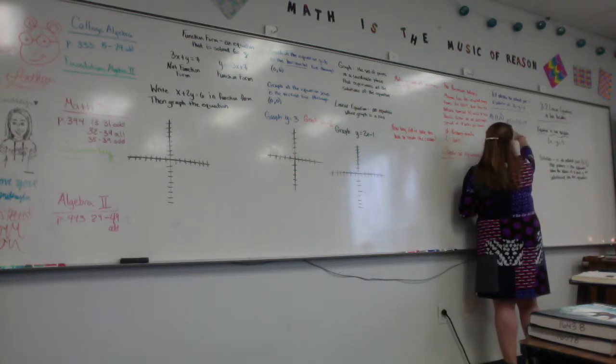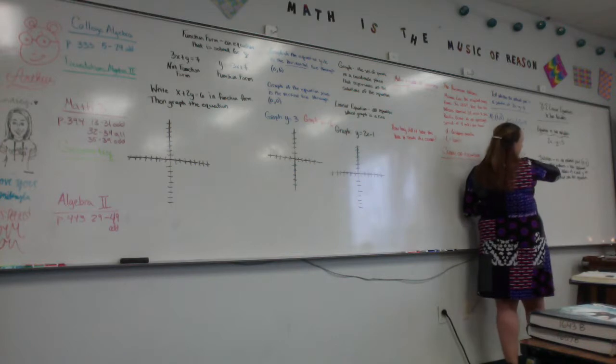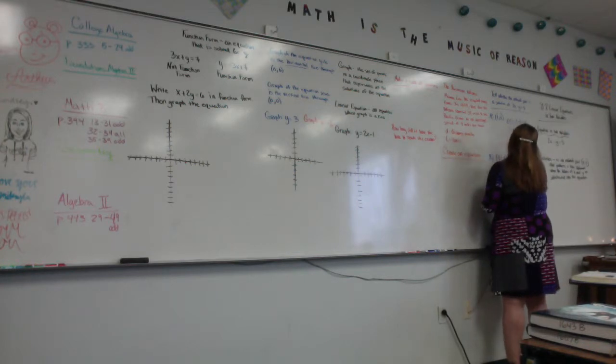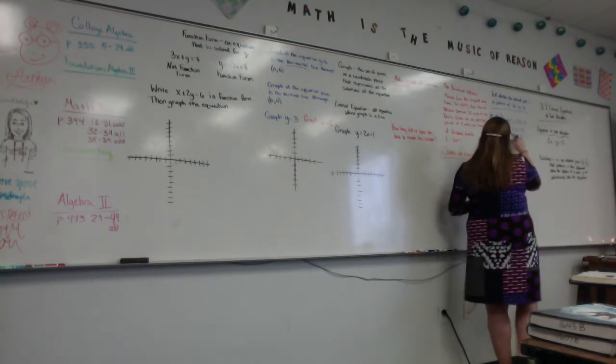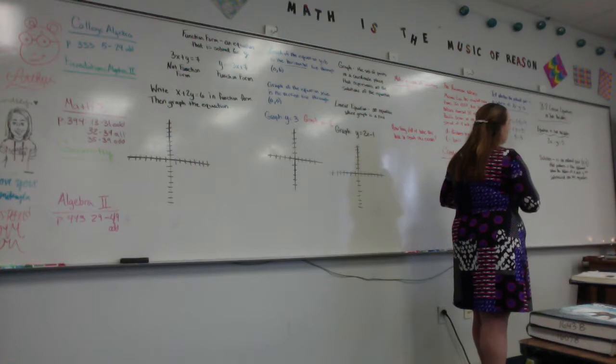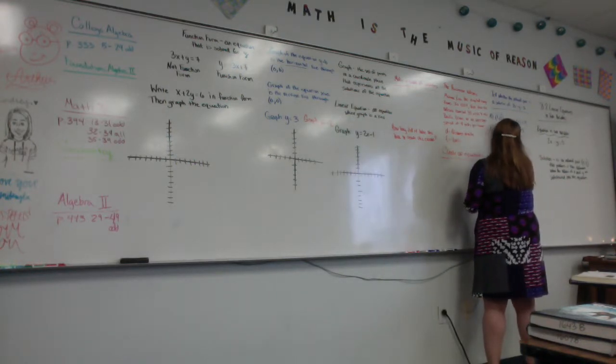What's 2 times 1? 2. What is minus -3? Positive 3 equals 5. What's 2 plus 3? 5. So does 5 equal 5? Yes. So is this ordered pair a solution? Yes. But you have to show me with work.